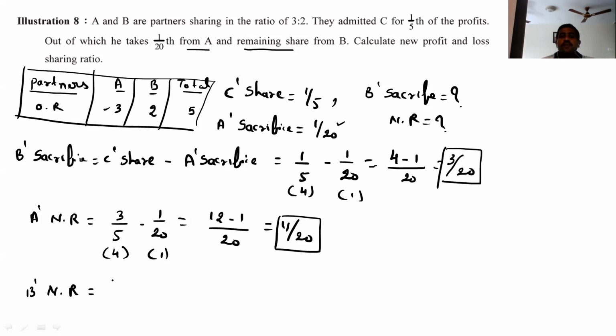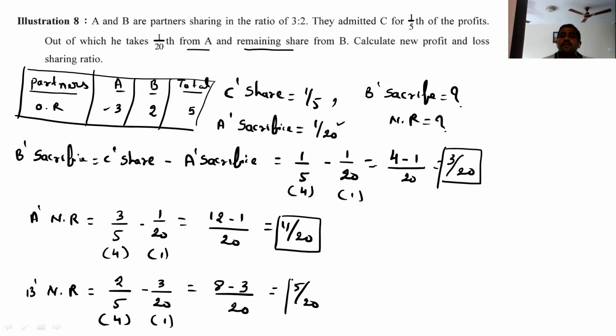Then we are going to calculate B's new ratio. B's old share is 2/5, and B's sacrifice comes to 3/20. Same thing, taking the LCM as 20: here comes 4 and here comes 1. 2 fours are 8, 3 ones are 3. So 8 minus 3 comes to 5 by 20.